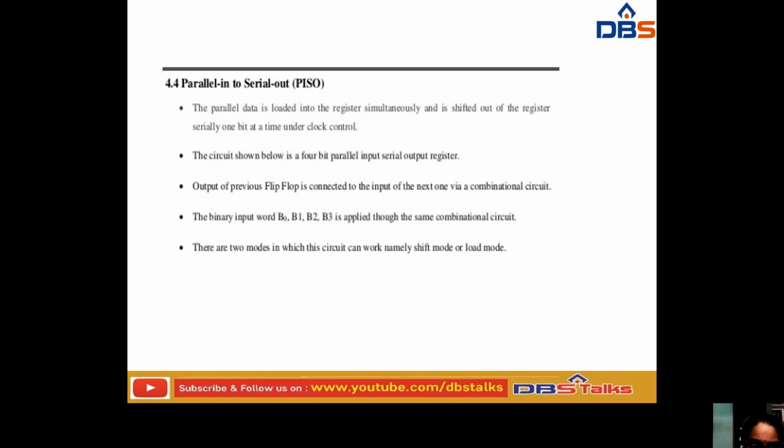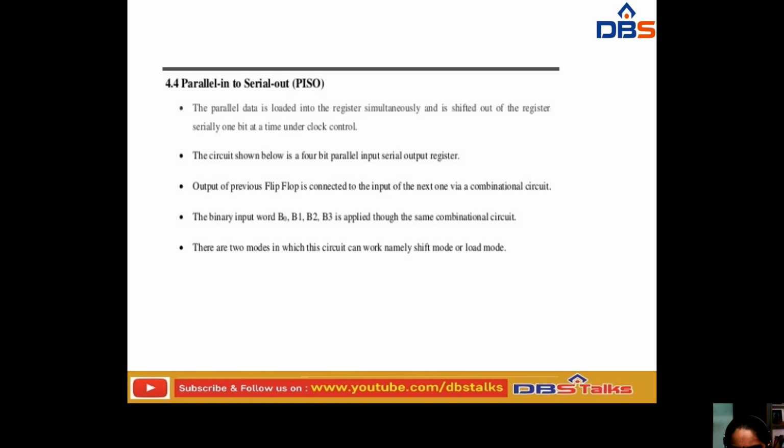So here the output of the previous flip flop is connected to the input of the next one via the combinational circuit. Okay, by using the combinational circuit, the output of the previous flip flop is connected to the input of this parallel flip flop. Here, the binary input word, that is b0, b1, b2, b3, is applied to the same combinational circuit.